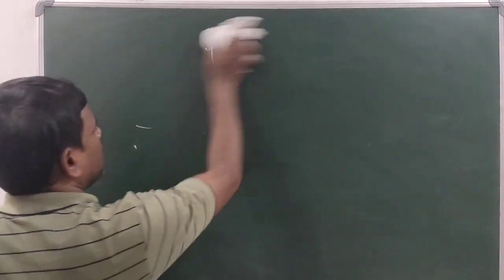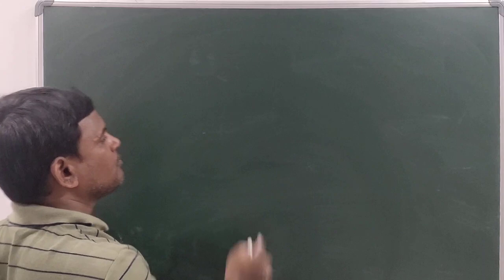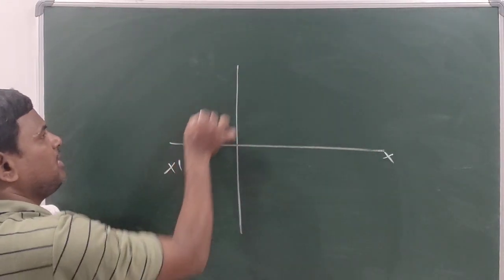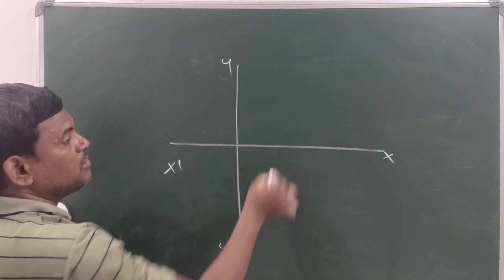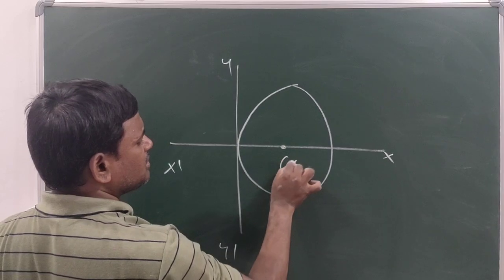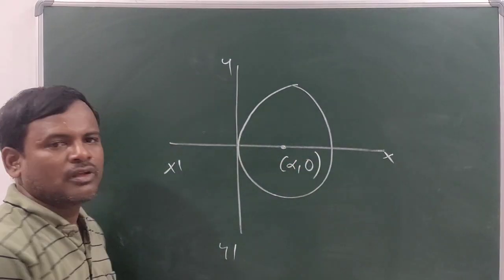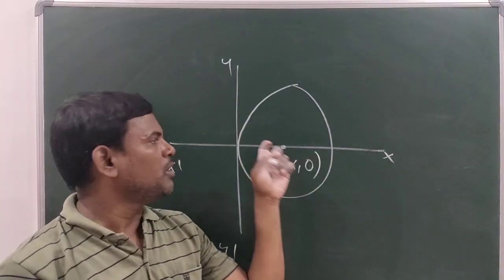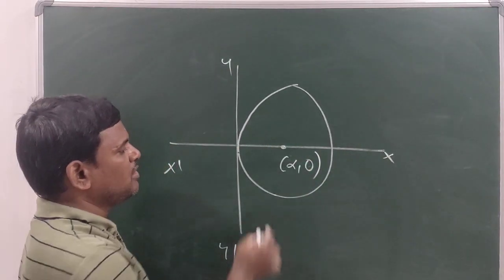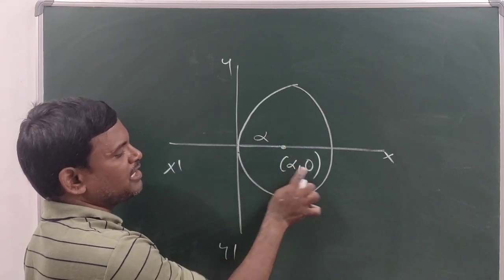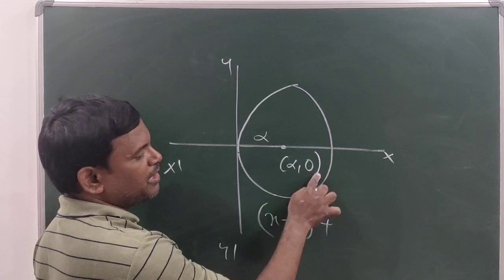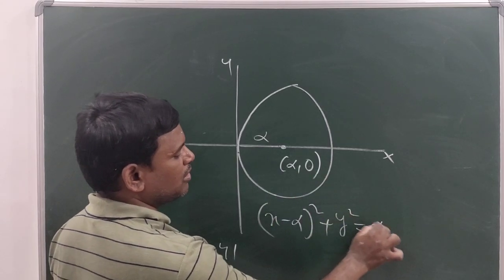Next, find the equation of a circle passing through the origin, with center lying on the x-axis. Means this will be the radius and the center is alpha comma 0. Now apply x minus alpha whole square plus y minus 0 whole square, that is y square, which is equal to alpha square.